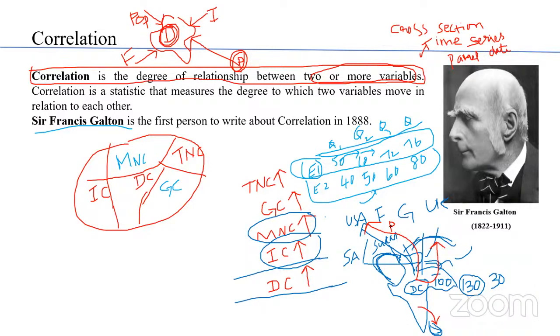All business process outsourcing companies are multinational companies only, because they are catering to the requirements of the other country. Is that clear? That is the difference between an international company and a multinational company.